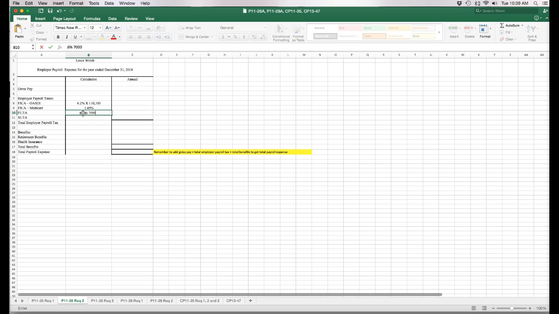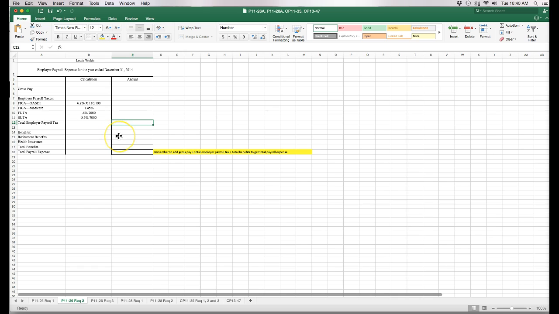So 0.6% of $7,000. Your state unemployment tax is 5.6% on $7,000. Okay, and that would be your total employer payroll tax, those four things combined.